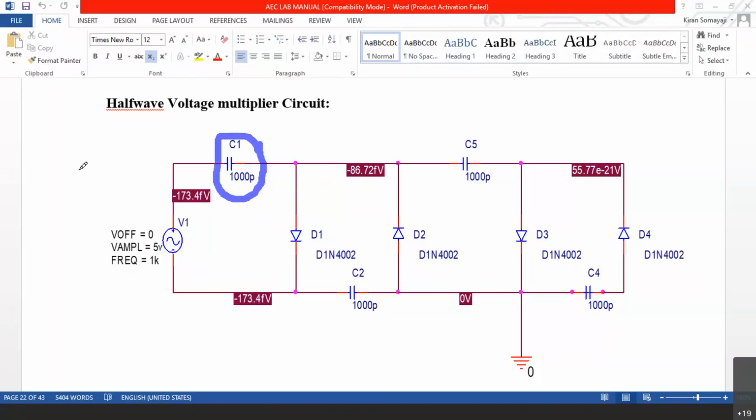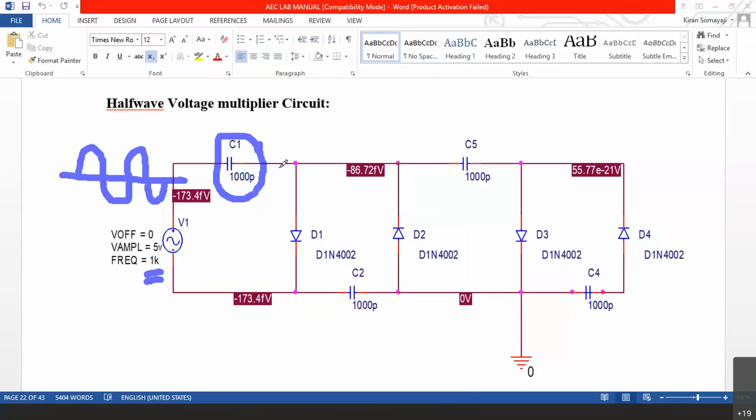Why? This is AC. See, positive cycle, D1 conducts. Negative cycle, D1 does not conduct. Again, positive cycle, D1 conducts. Negative cycle, D1 does not conduct. So cycle after cycle, the signal keeps coming because the frequency is 1 kilohertz here. Cycle after cycle, the capacitor will never discharge. It will retain the voltage. It will discharge provided there is a load connected. Now, there is no load connected here. If a load is connected, definitely the capacitor will discharge.